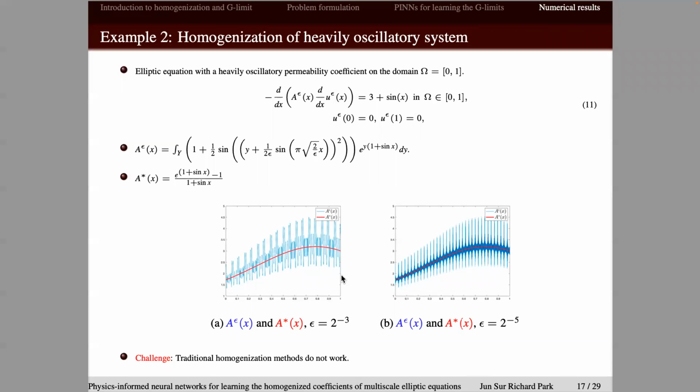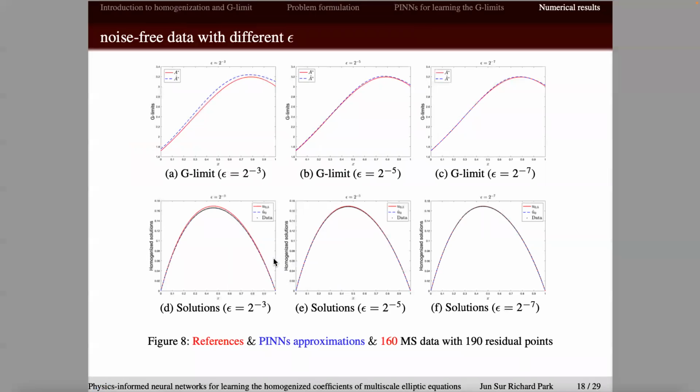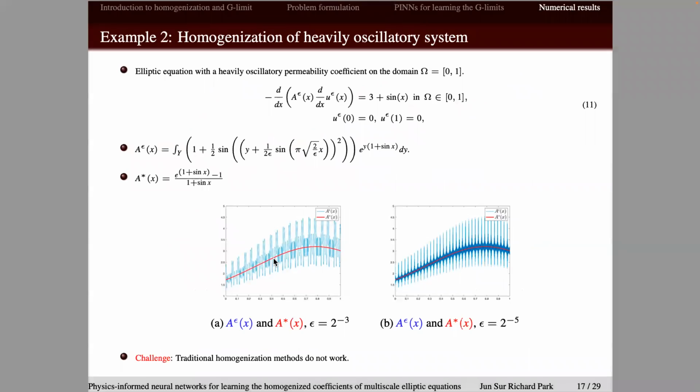All right. So this is our second example. Here in this example, if we look at our multiscale coefficient and the corresponding figures for epsilon equals 2 to the negative 3 and 2 to the negative 5, then we can see some heavy oscillations in our multiscale coefficients. So even though this problem is periodic, this is a non-standard problem because of this special type of oscillation. So it requires some techniques other than the traditional homogenization method. So we want to see how our method, our algorithm PINNs, performs with this problem.